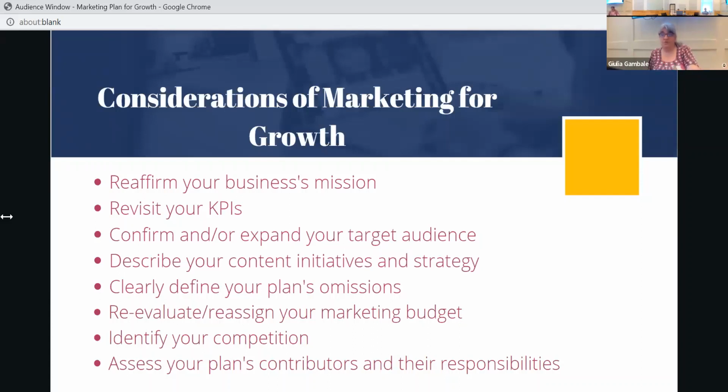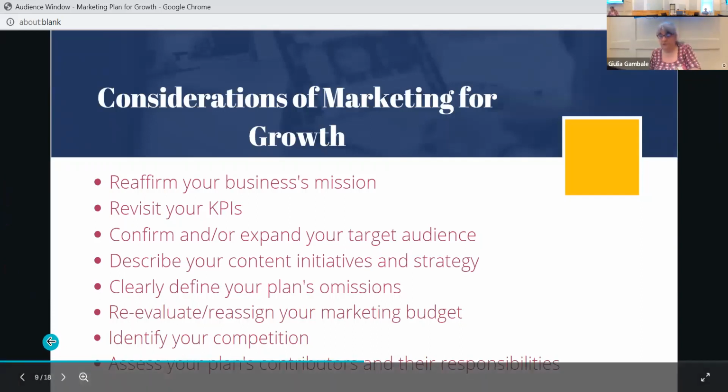Taking a look at your competition again, what are they doing? How are they pulling market share away from you? Why are they doing it? What are the things that they're doing? And then assess your plan's contributors and their responsibilities. So maybe you have to redefine responsibilities. Maybe you have to move people around. Maybe you have to redelegate, that sort of thing. So these are all things that you think about when you're making that consideration for marketing for growth.